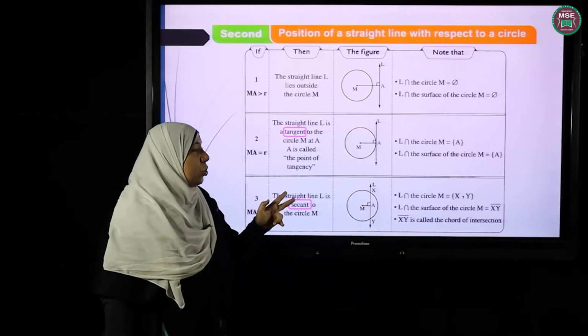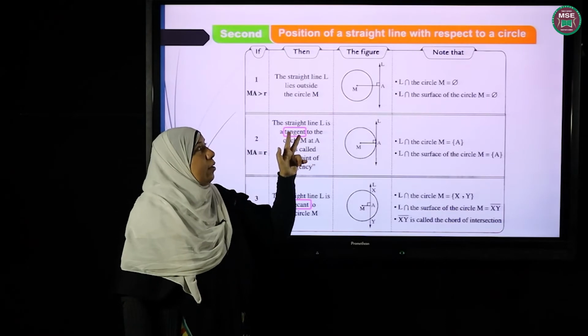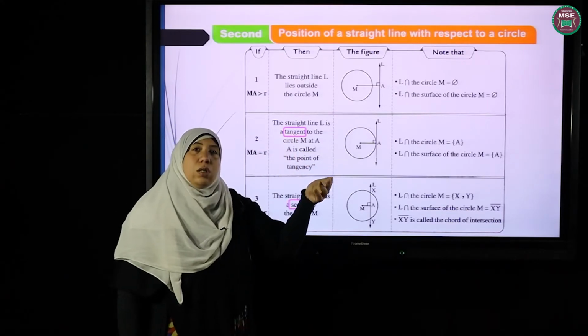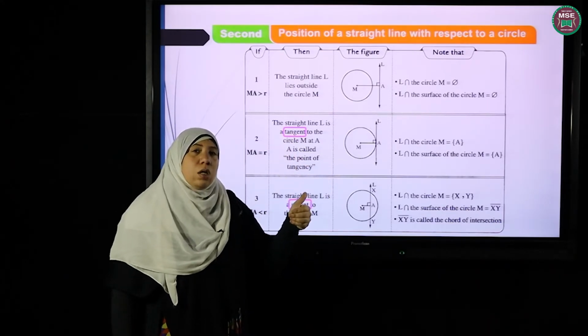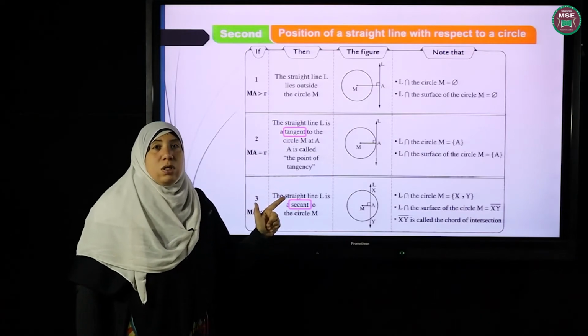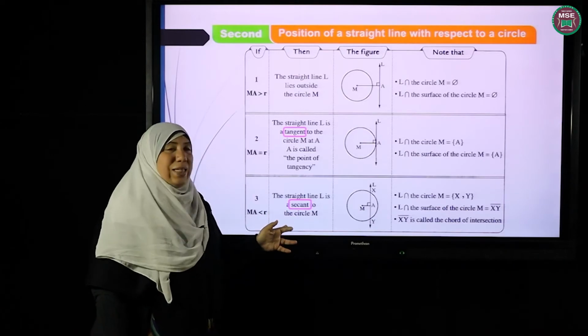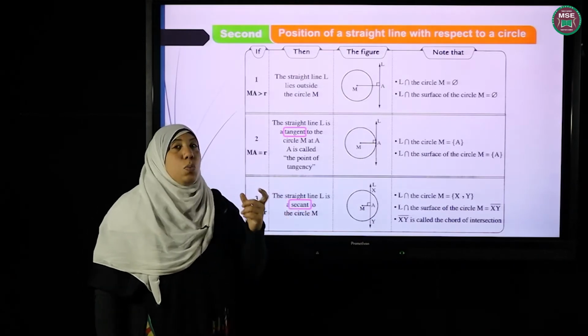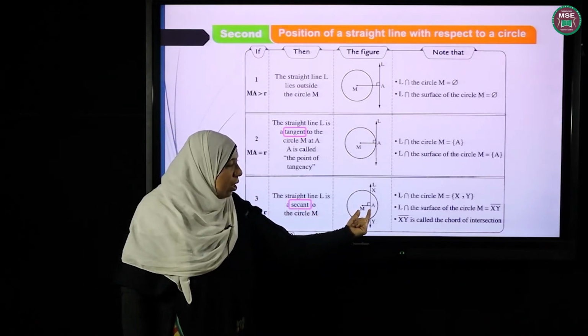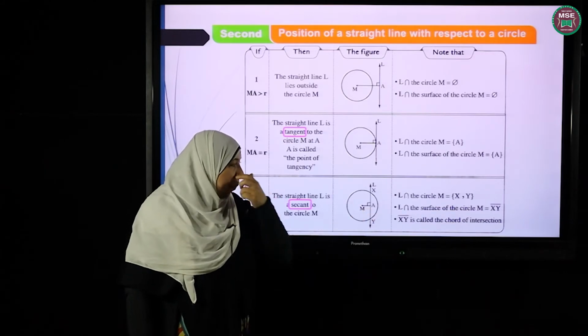So I have 3 positions. This line could be outside the circle. If MA is greater than R, this line is outside. If MA is equal to R, this line is a tangent. If MA is smaller than R, this line is a secant. If you notice here, MA is smaller than R.